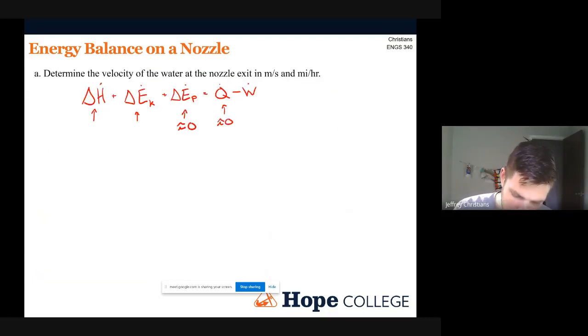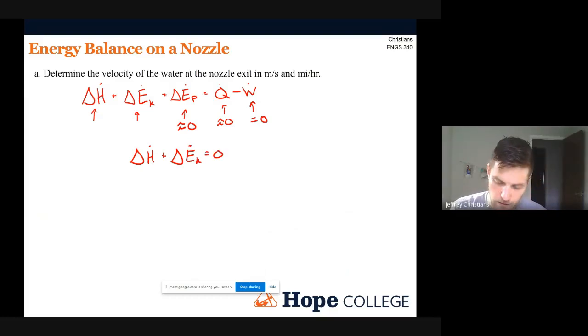So Q is about 0. And then work is only going to be, this is shaft work, so it's only going to be present if we have moving mechanical parts. So that's going to be exactly equal to 0. So potential energy, not exactly 0, but it will be small. Heat transfer, not exactly 0, but it will be small. So the energy balance that we get is delta H plus delta E K is equal to 0.